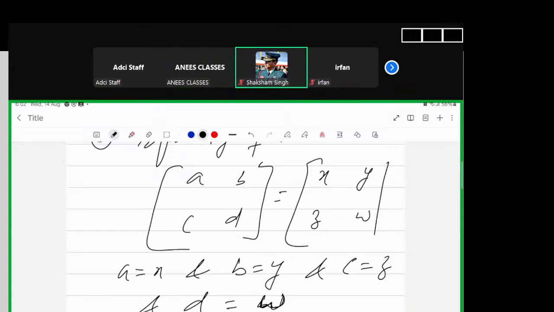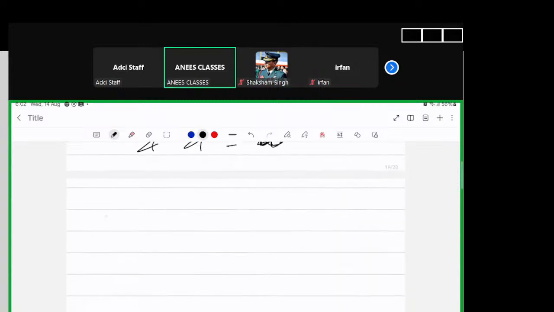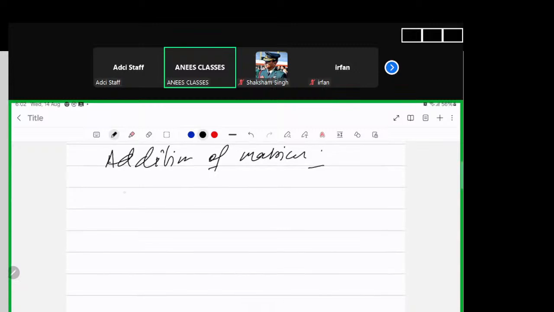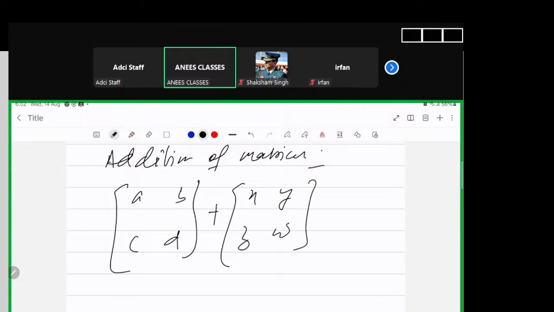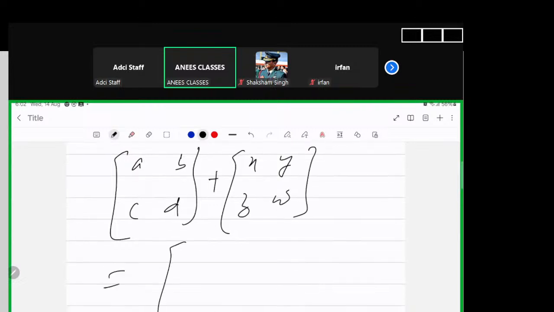Now, addition of matrices. Suppose that I have A, B, C, D and X, Y, Z, W. Two matrices can be added if orders are the same. If orders are the same, then two matrices can be added or subtracted. And we should add or subtract corresponding elements. So A corresponds to X.